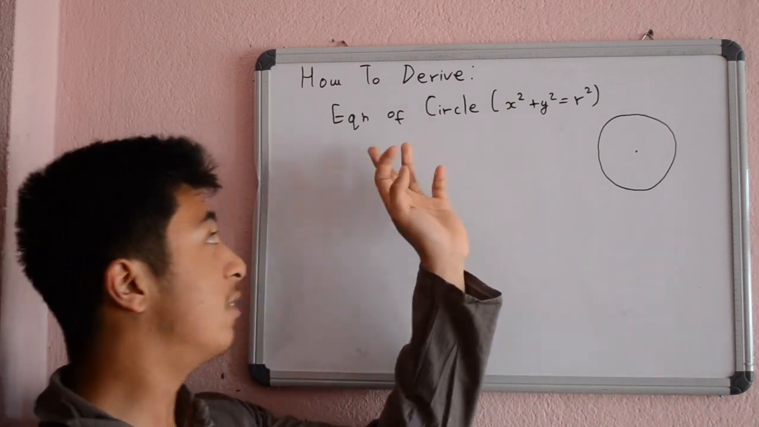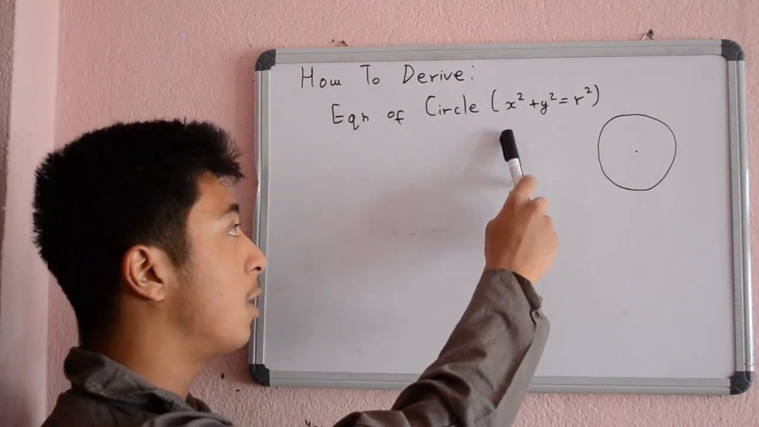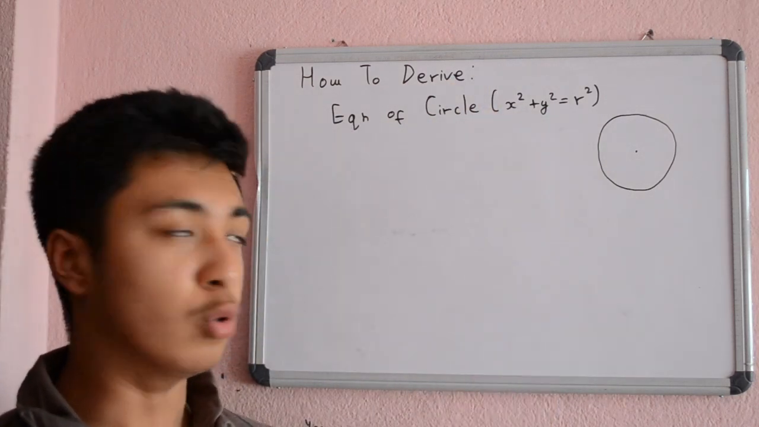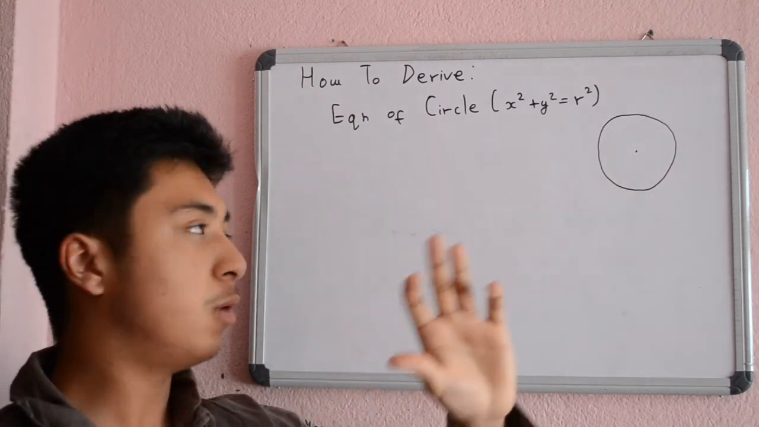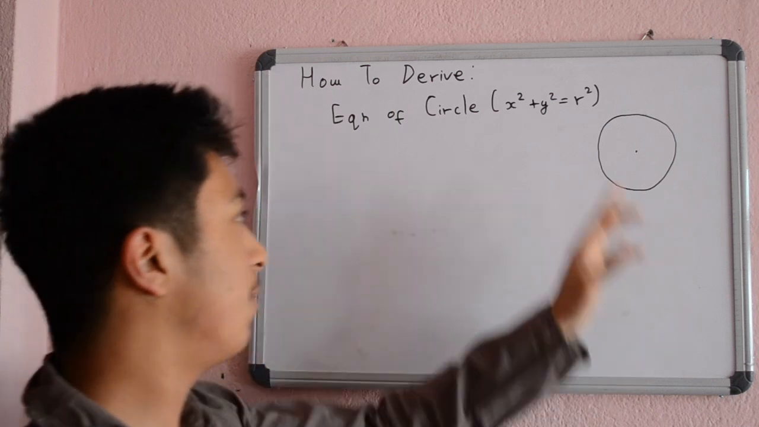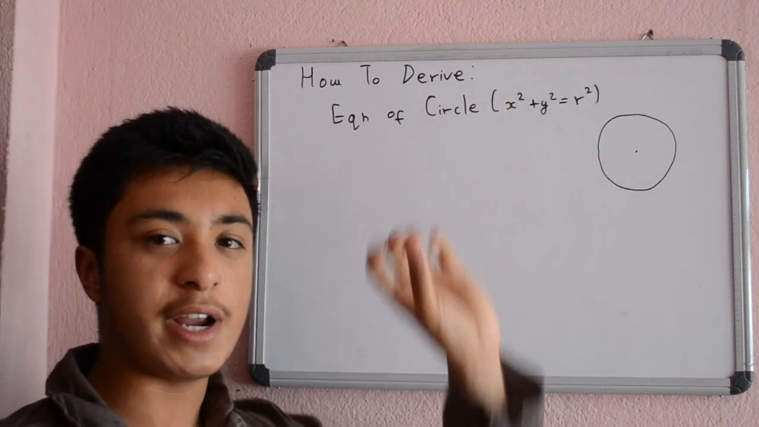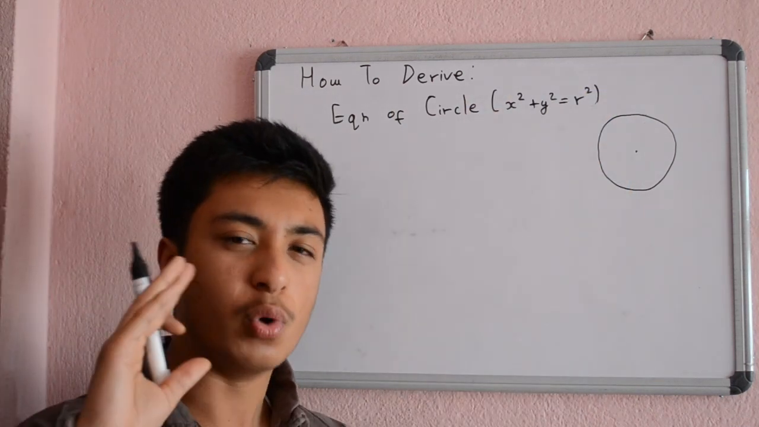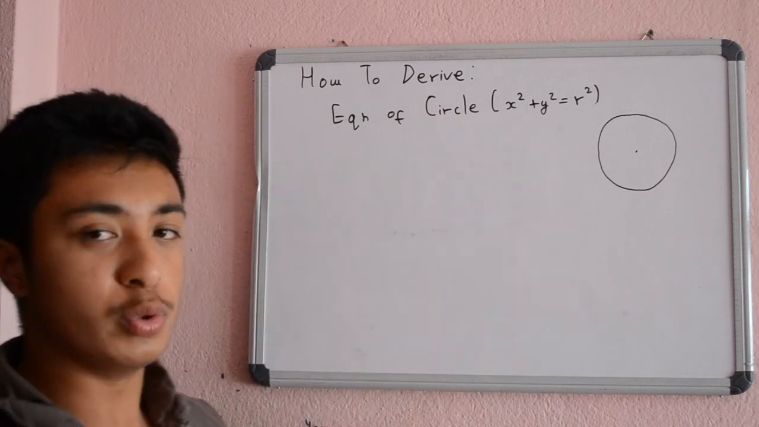Hello guys, let's derive the equation of the circle x square plus y square equals r square. We have solved many problems related to geometry, algebra, etc. using this equation right here. But have you ever wondered where it came from and how we derive this?